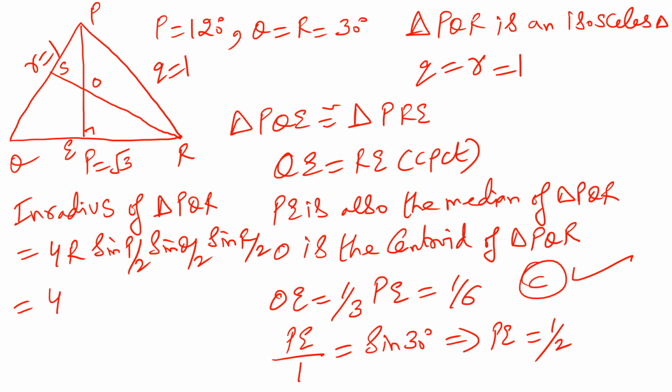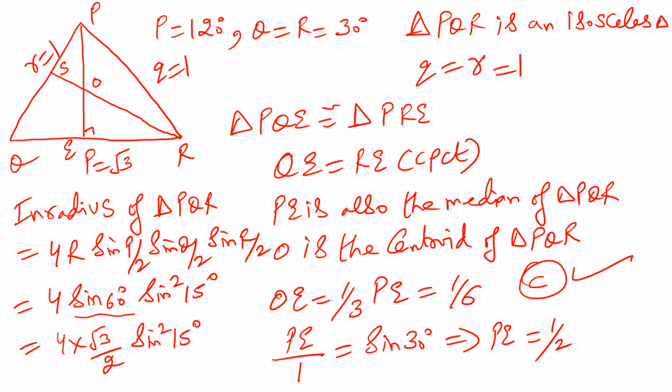So it becomes 4 into 1 into sine 60 degree into sine 15 degree into sine 15 degree, which becomes sine square 15 degree. Now sine 60 degree is √3/2. So this becomes 4 into √3/2 into sine square 15 degree. Now what I do here, I just write this as √3/2 into 2 and 1 2 I multiply with sine square 15 degree.